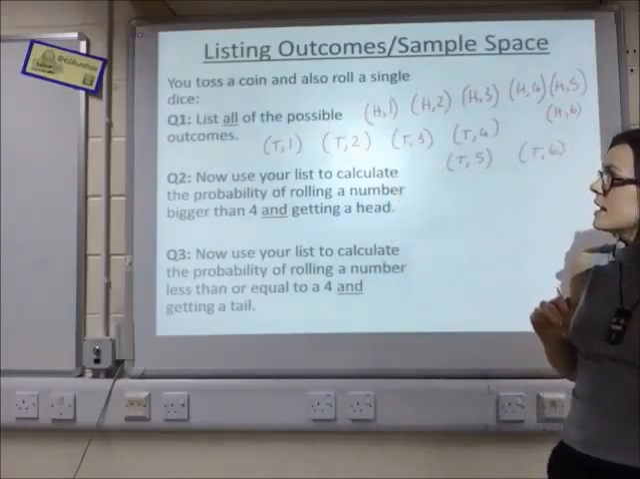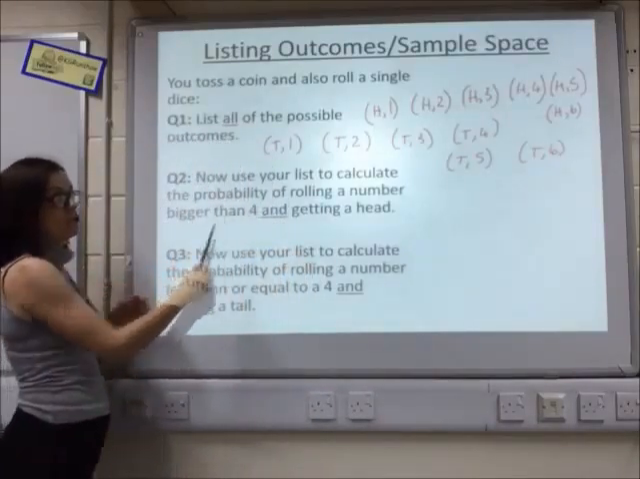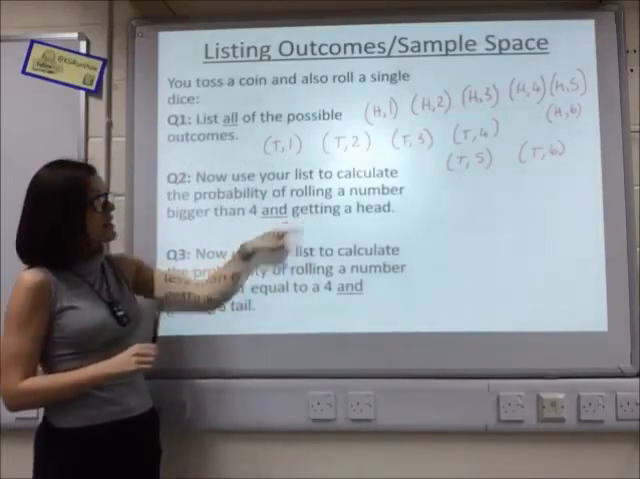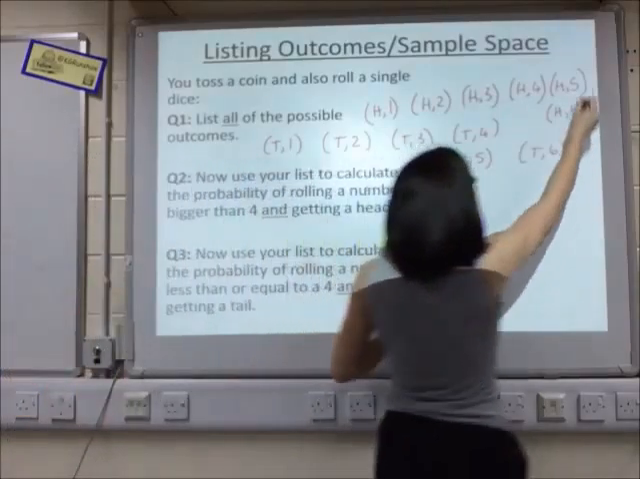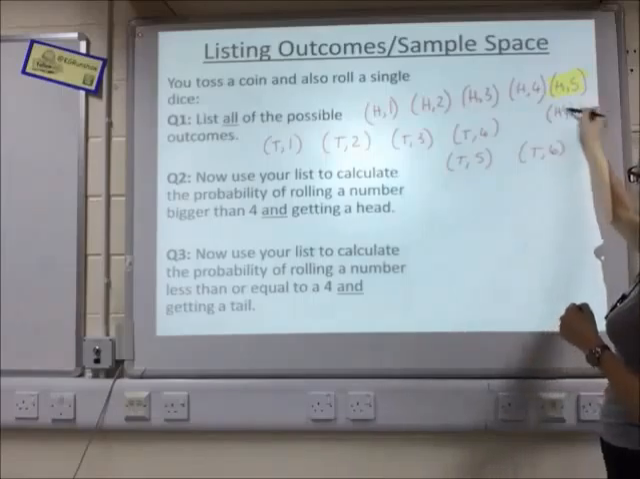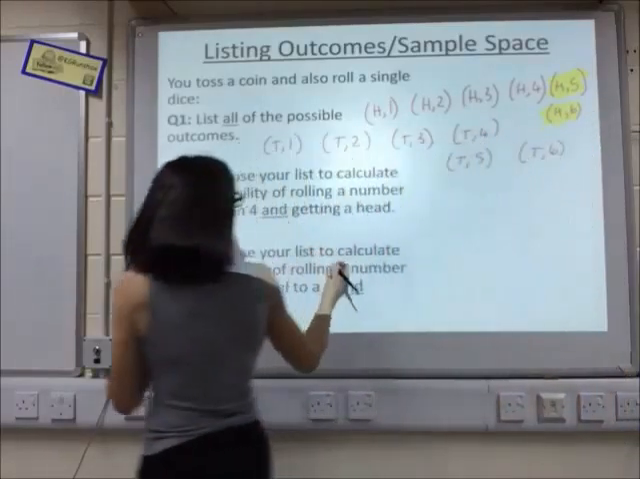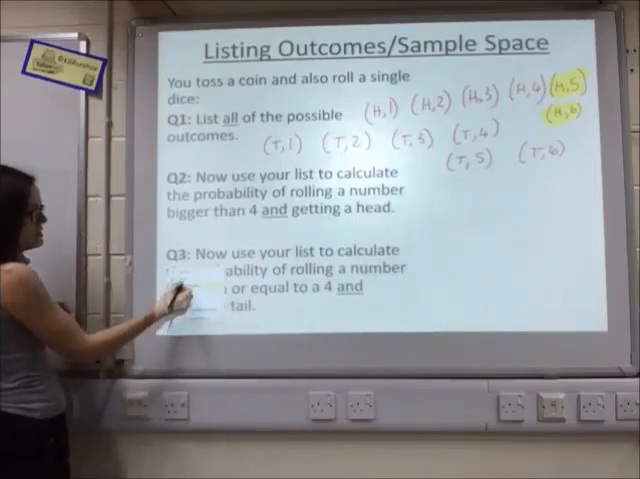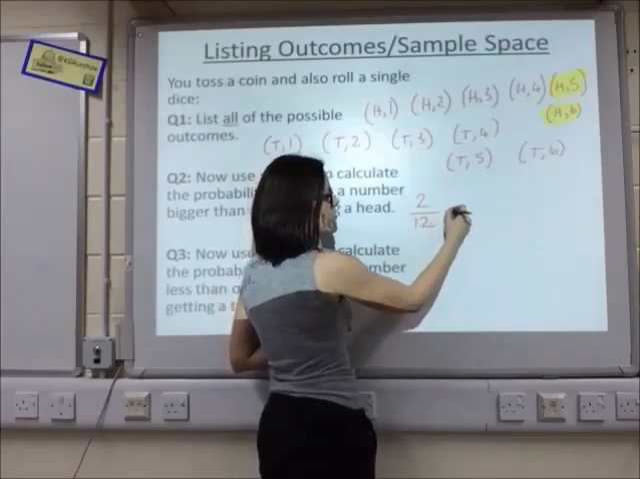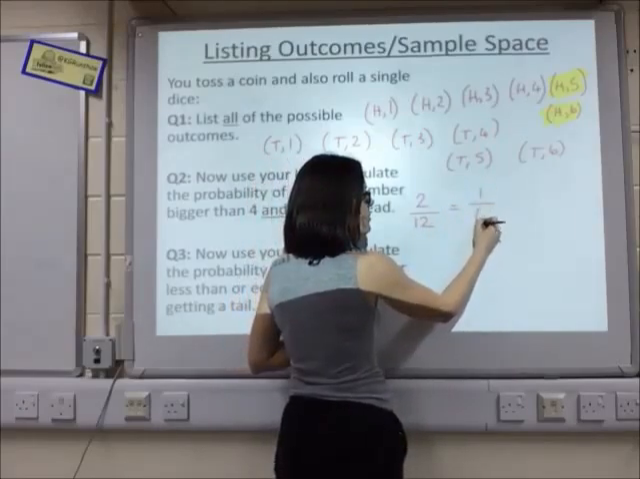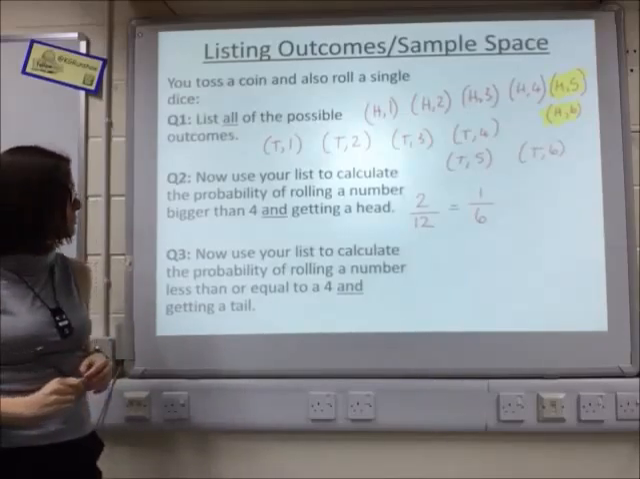I want to know what's the probability of rolling a number bigger than 4, so 5 or 6, and getting a head. So I've got head and 5, that's bigger than 4. Head and 6, that's also bigger than 4. That's 2 possible outcomes which satisfy those conditions. And there are 12 possible outcomes altogether. So that's 2 out of 12, or I could cancel that down to 1 out of 6.